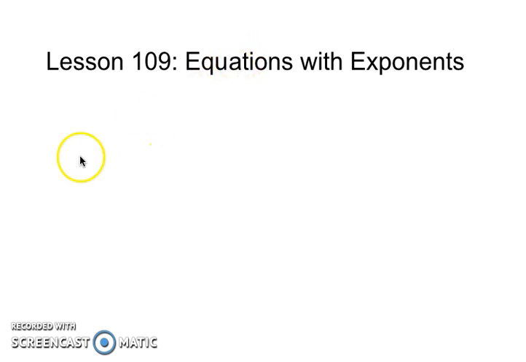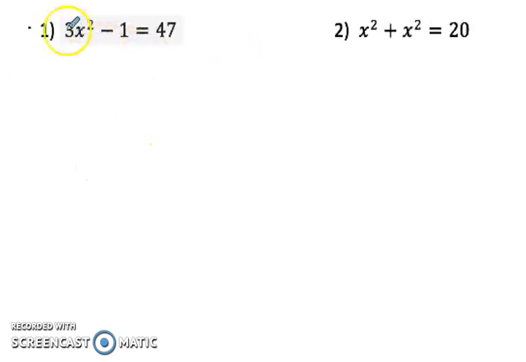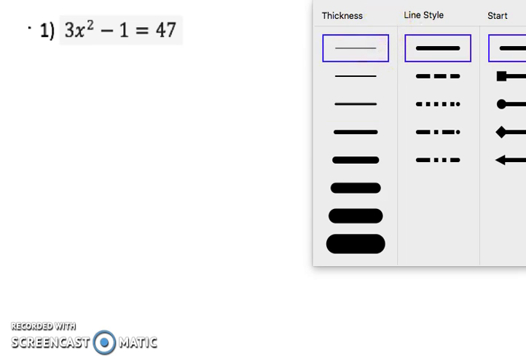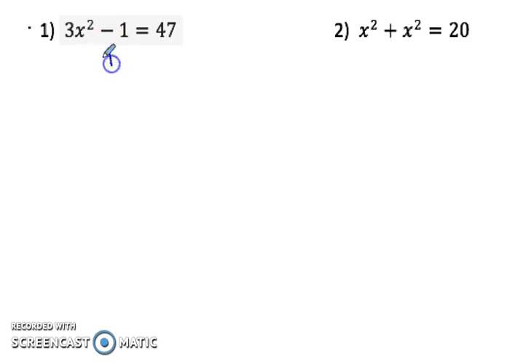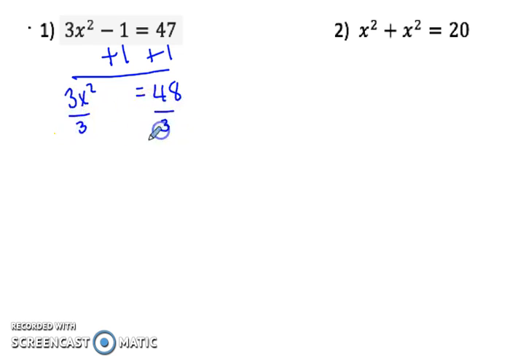So our first equation with an exponent. We're going to solve this like normal. Let's just pretend this is a regular x and not an x squared for the time being. So our first thing is that we are going to add 1 to both sides of that equation and bring everything else down. So I get 3x squared is equal to 48. Again, don't worry about the x squared. We're going to take care of the coefficient on x first. So we're going to divide by 3 on both of those.